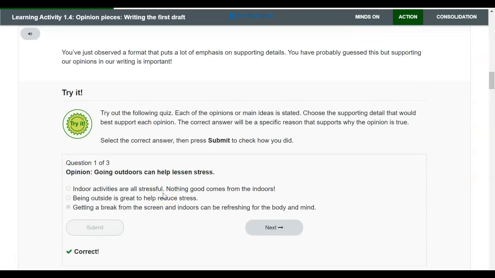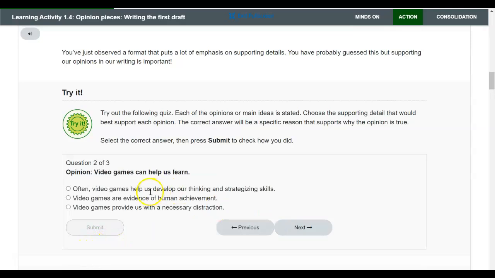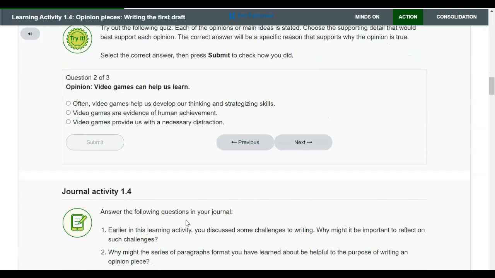I would encourage you to try the following quiz. Each of the opinions or main ideas is stated. Choose the supporting detail that would best support each opinion. Here it says, going outdoors can help lessen stress. Which one do you think would be the most beneficial here? I picked, getting a break from the screen and indoors can be refreshing for the body and mind. And they said that one's correct. Then you move on and do the next one. Make sure you really understand it as you're moving forward.